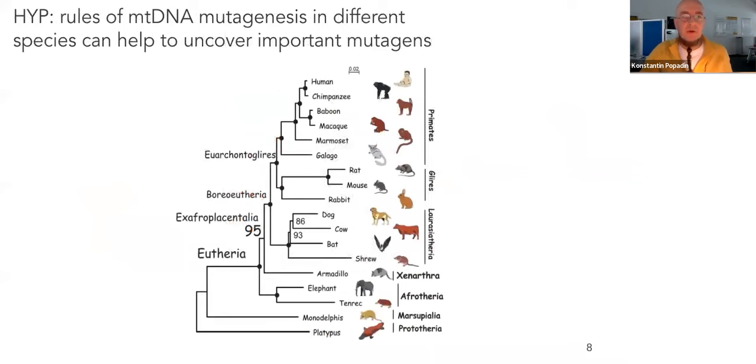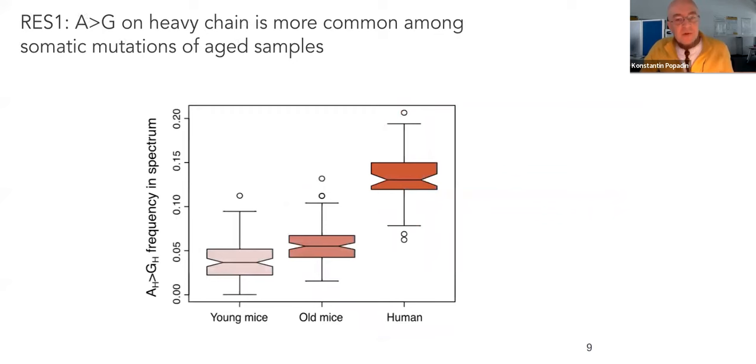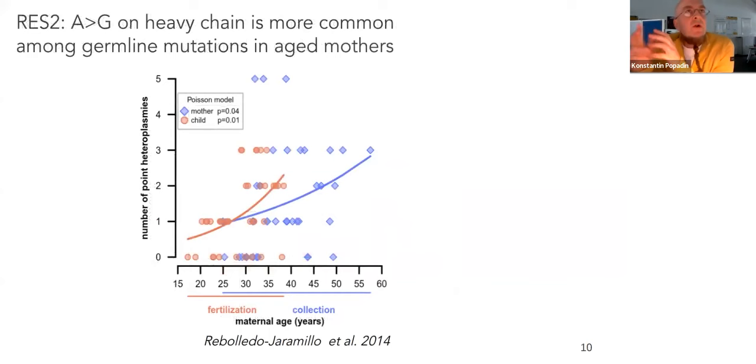First, we started from somatic mutations in mice of different age, young and old, and human samples. And in this data set of somatic mutations, we analyzed all 12 mutations, the basic 12 probabilities of substitutions from one nucleotide to another. And we observed that A to G substitution is the only one which is robustly increasing with age of samples. So that's our first observation, that A to G on the heavy chain of the mitochondrial genome is more common among somatic mutations of aged samples.